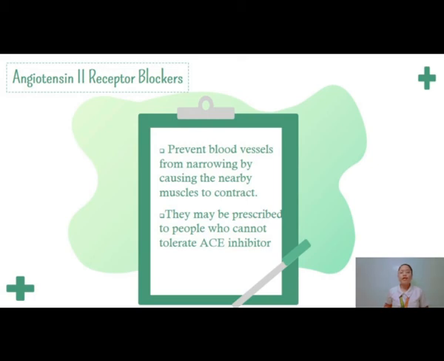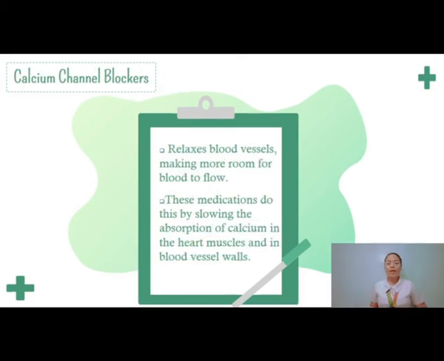Like the ACE inhibitors, angiotensin 2 receptor blockers prevent blood vessels from narrowing by blocking the action of angiotensin on the nearby muscles. They may be prescribed to people who cannot tolerate ACE inhibitors. Side effects for some people include elevated potassium levels in the blood, a metallic taste in the mouth, and a rash. Then the calcium channel blockers.